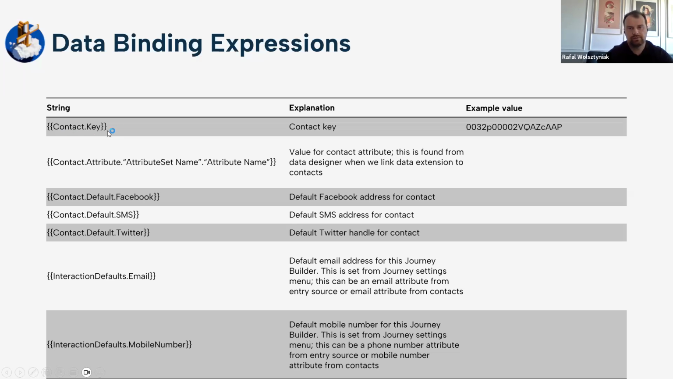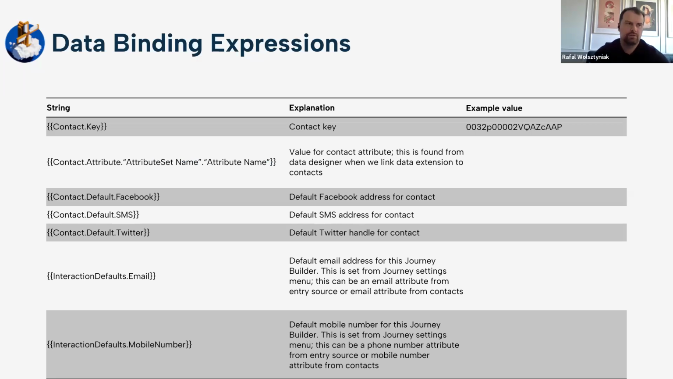It allows you to use the string to populate the subscriber key value in the update contact block or even Salesforce activities. This string, which starts with contacts, then relates to its attributes, and attribute set names and attribute names. This allows us to get specific values that are in contact data.